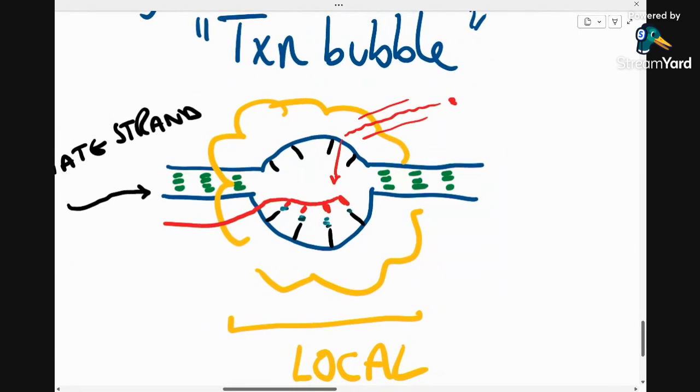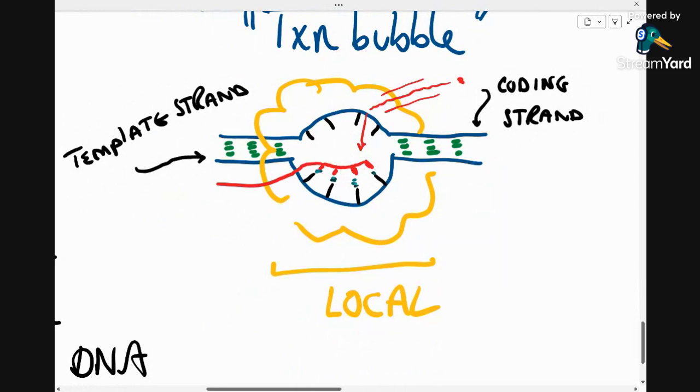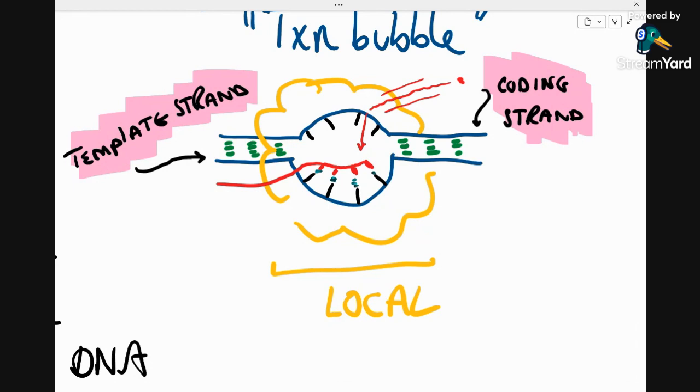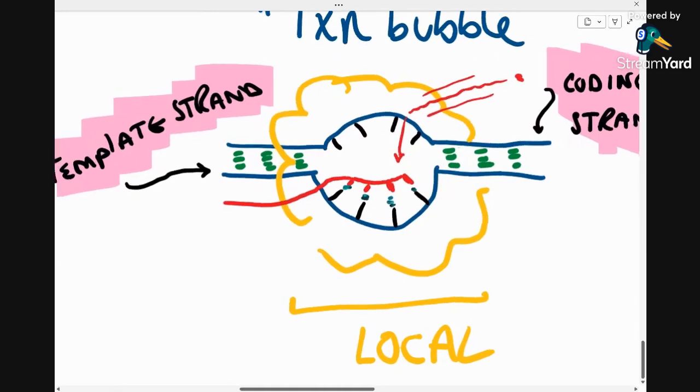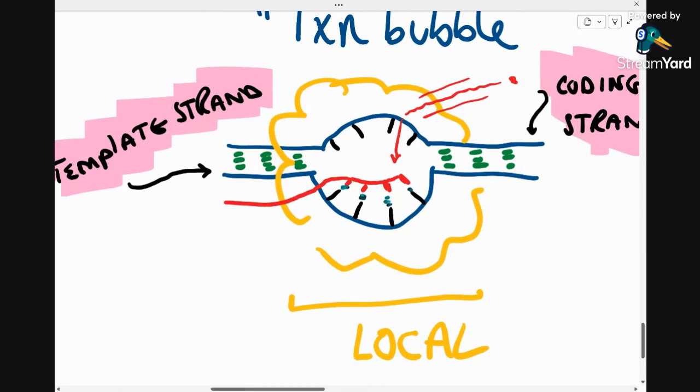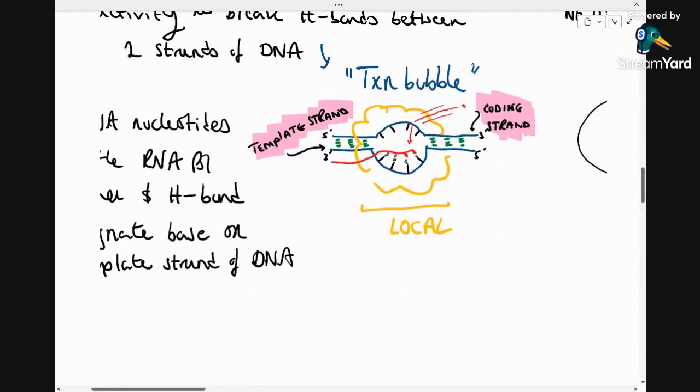The strand that isn't copied, in this case the top one, is called the coding strand. For the sake of time, I'm not going to cover that. It will be in a different video in a lower sixth topic when you do transcription in lower sixth. You should know the difference between the template and the coding strand. Just as a little bit of information that you should already know, the coding strand is always the 5' to 3' strand as you look at it, and the template strand is always the 3' to 5'. So that's what I mean here.